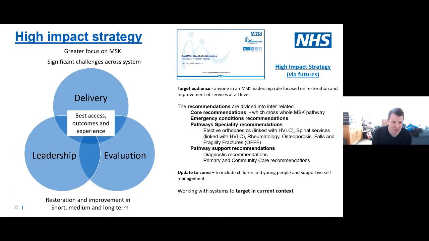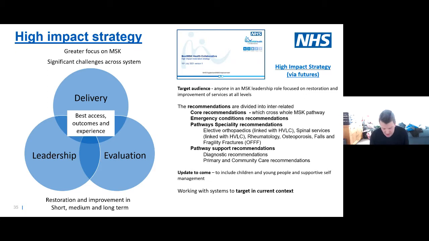And so what are we actually doing? Well, our focus is on balancing optimizing delivery through high quality leadership, which we enable, and evaluation and best use of data, as Tim alluded to, but across the whole system. We are fully aware that we have different challenges of data, particularly in the primary and community care space. And we have consolidated our overarching strategy within our high impact strategy document that's available on our NHS Futures website and is aimed at anybody in a leadership role now who is focused on restoration and improvement to take forward ambitions in their sector.